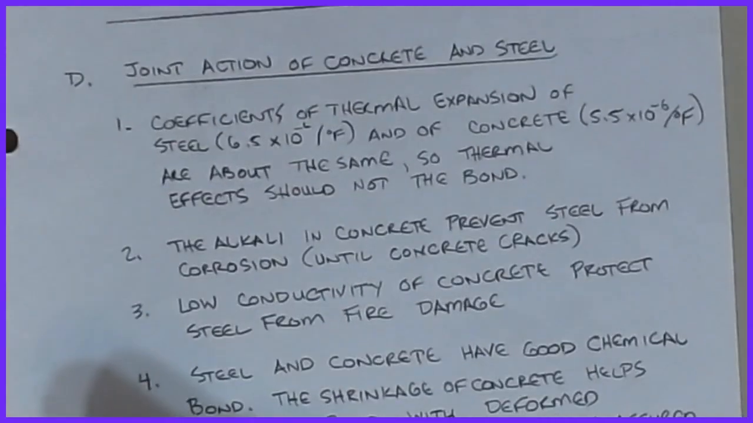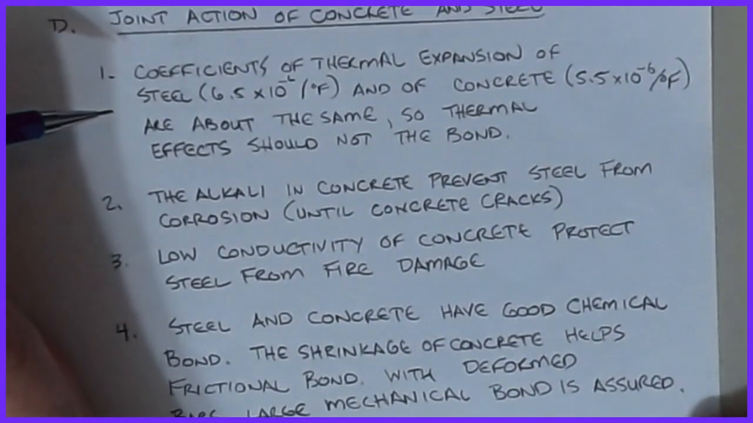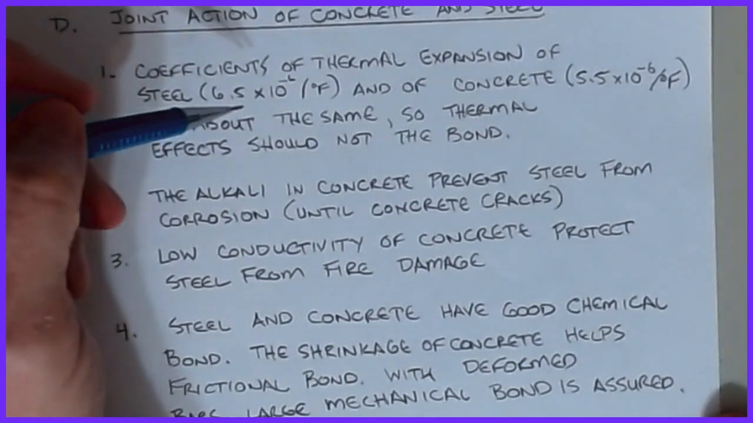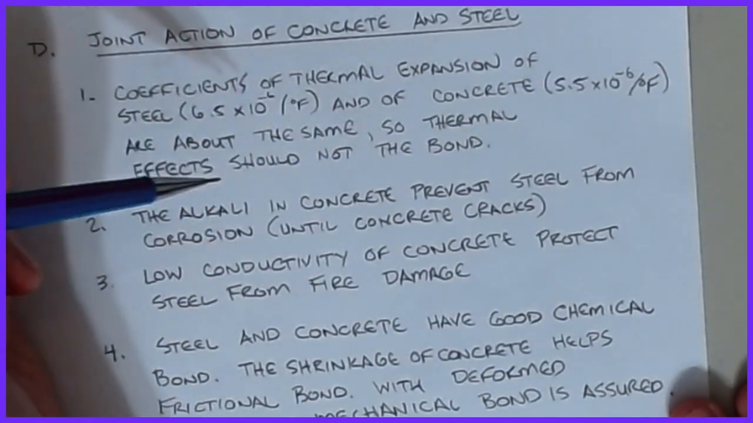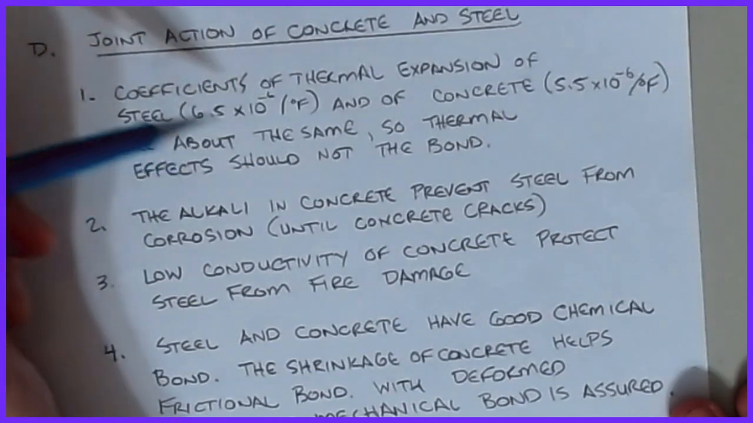The last topic that we want to talk about has to do with the joint action of concrete and steel. The coefficients of thermal expansion of steel correspond to about 6.5 times 10 to the minus 6 per degree Fahrenheit, and for concrete, it's 5.5 times 10 to the minus 6 per degree Fahrenheit. Okay, and they're about the same value.